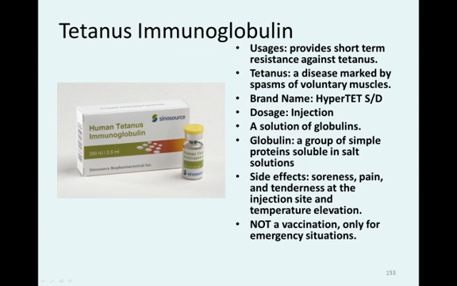Tetanus immunoglobulin is used to provide short-term resistance against tetanus. Tetanus is a disease marked by spasms of voluntary muscles. Its dosage is distributed through injection. Its side effects are soreness, pain, and tenderness at the injection site. This is not a vaccination, only for emergency situations.